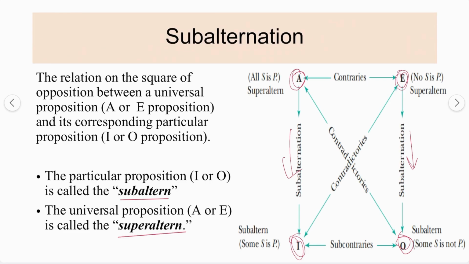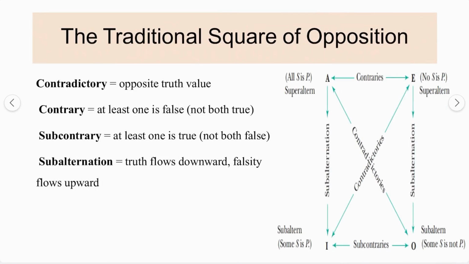So this is also clear in the diagram. Now the traditional square of opposition. Let's just sum it up. Contradictory: opposite truth values, in the sense that if A is true, O is false. In contrary, at least one is false, not both true, meaning they cannot be true together. And subcontrary is just the opposite: at least one is true, not both false.